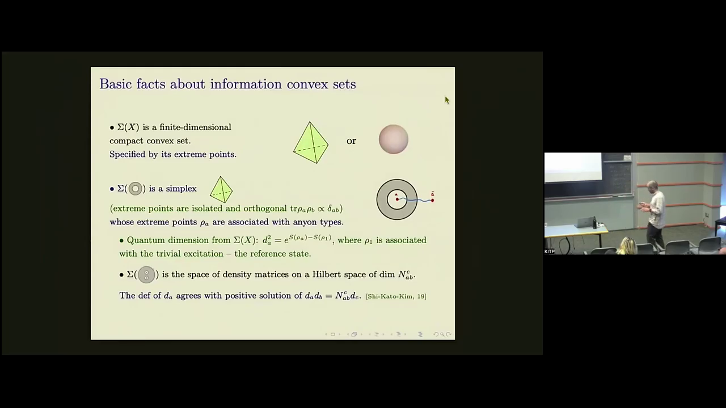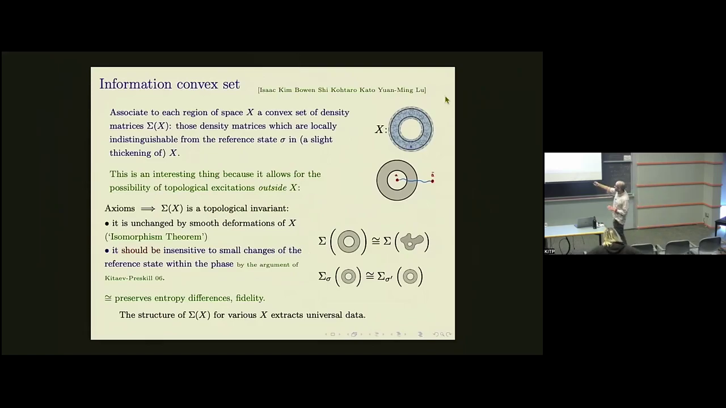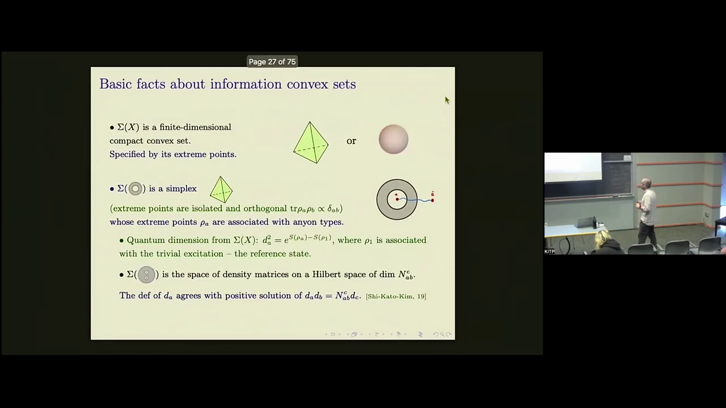Well, okay, right. So here I'm trying to define a machine, where you pick a topology of some region, like an annulus or a two-hole disk or something like that, and a state on the ball, and the output is some finite dimensional compact convex set. And so there are two choices for what that convex set looks like. Either it's something like a simplex, or it's like a Bloch ball. The difference is that the simplex has isolated extreme points, and the Bloch ball has a whole Bloch sphere worth of extreme points.